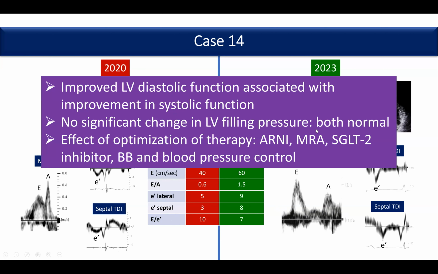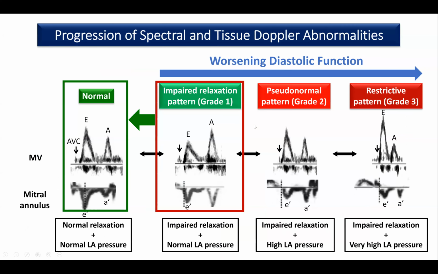No significant change in LV filling pressure, because filling pressures were both normal at rest. But this is the effect of optimization of therapy, probably with ARNI, mineralocorticoid receptor antagonists, SGLT2 inhibitors, beta blocker, and maybe blood pressure control. But here what happened is we improved ejection fraction. And with improvement of the systolic function, we improved as well the patient's diastolic function. So we shifted as well to the left. We went from an impaired relaxation pattern to this pattern, which is normal, which is certainly better for this patient.